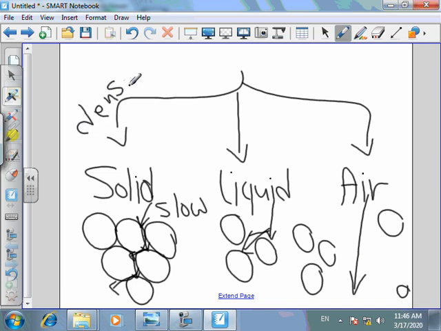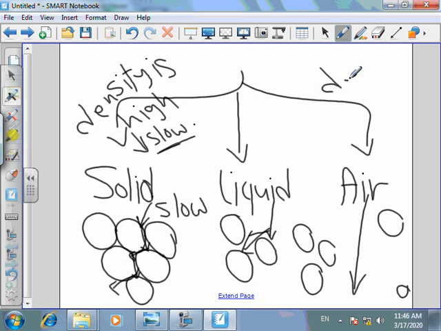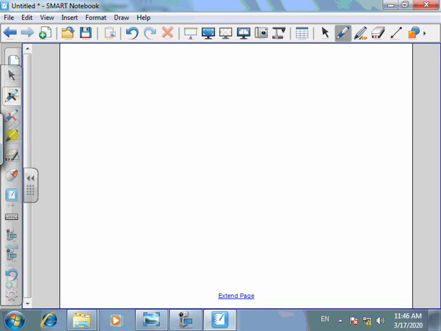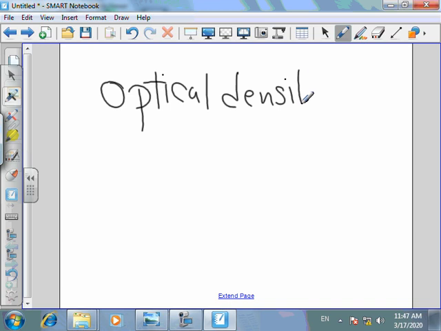Density is high, so the light moves slowly. Here in air, the density of molecules is low. There aren't many molecules, so the speed is high. Okay guys, and here is a new definition that we are going to use, which is called optical density. What is the meaning of optical density? It means the ability of a medium to refract light.